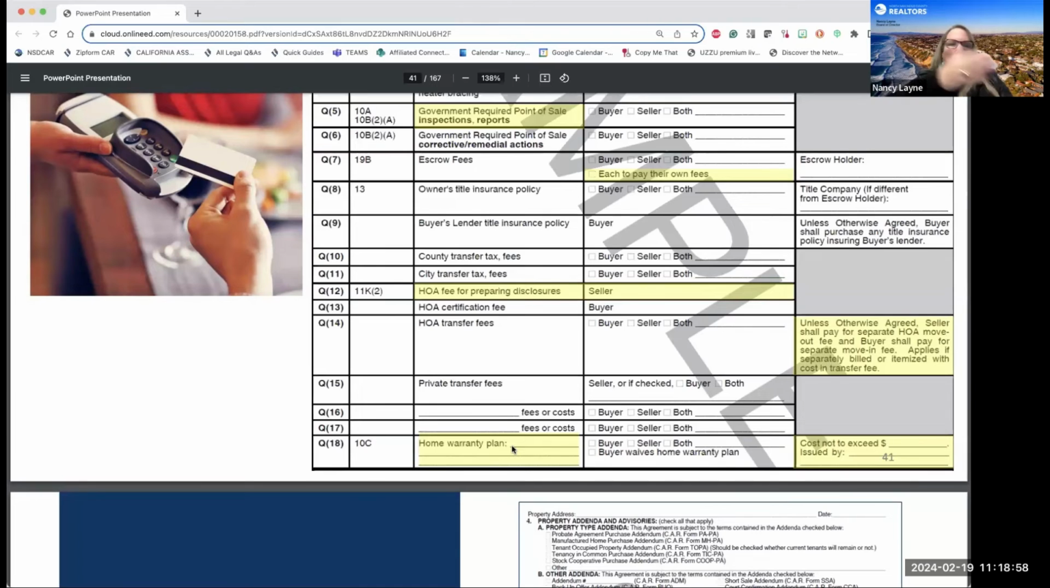So that's going to be a whole other plan. So you want to make sure that you understand what your buyer is buying, what's important to them, and what's covered under that. So the best way to do that is to just get a bid from the home warranty company, so you know exactly what that number is.